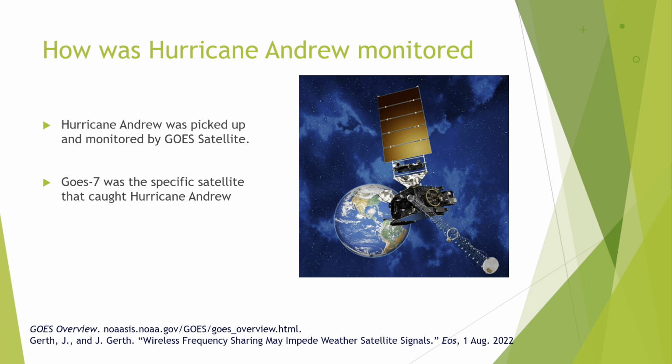The first ever GOES satellite was launched on October 16th, 1975, and is known as GOES-1. Later on, the satellite that caught Hurricane Andrew was GOES-7. The current one we use today, in 2023, is called GOES-18.